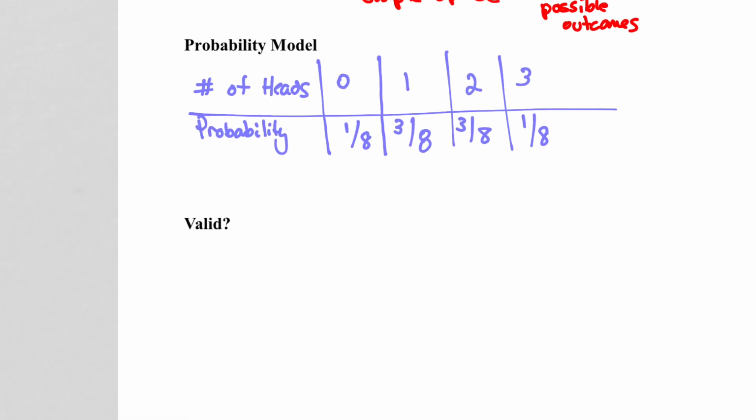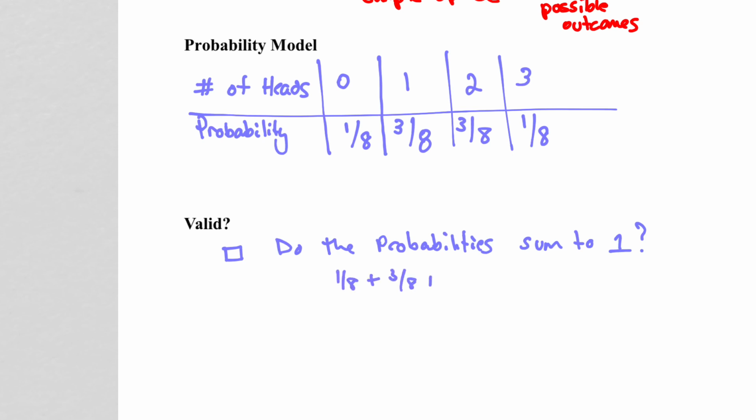Now, is our probability model valid? Well, there are 2 things that we need to check. First, do the probabilities add up to 1? We could just check this. 1/8 plus 3/8 is 4/8, plus another 3/8 is 7/8, plus another 1/8 is 1. Yes.